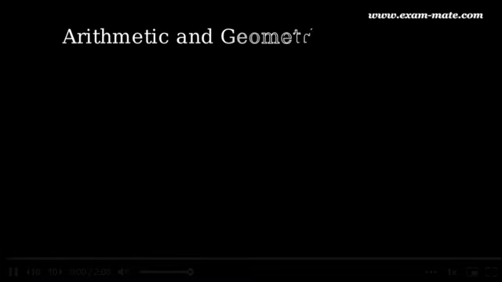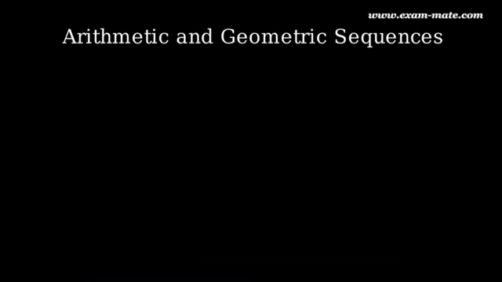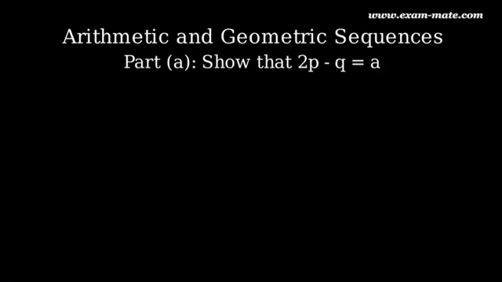Let's solve this problem involving arithmetic and geometric sequences step by step. We'll start with part A. For part A, we need to show that 2p minus q equals a for the arithmetic sequence a, p, q. Let's write out what we know about arithmetic sequences. In an arithmetic sequence, each term differs from the previous term by a constant difference d.